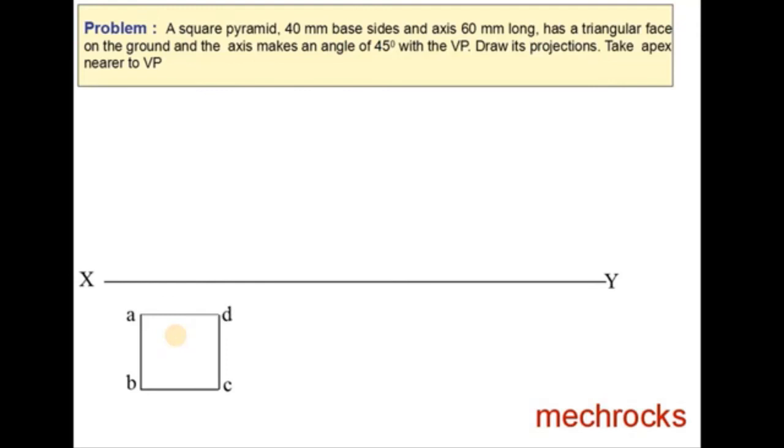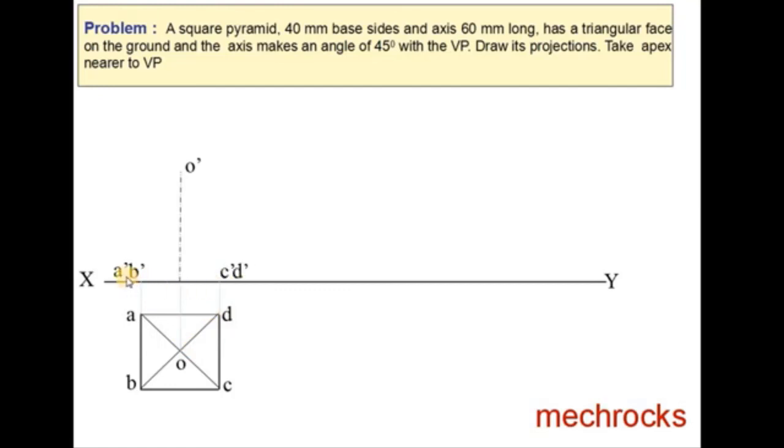Then you have to locate the center by drawing the diagonals BD and AC. The intersection point of these diagonals is the center. Name it as O. Next you draw the projection of O. Next you draw the axis line. From this line you have to draw the axis line of length 60, and name it as O dash. Next you draw the projection of AB, and this is A dash B dash. And the projection of CD is C dash D dash.